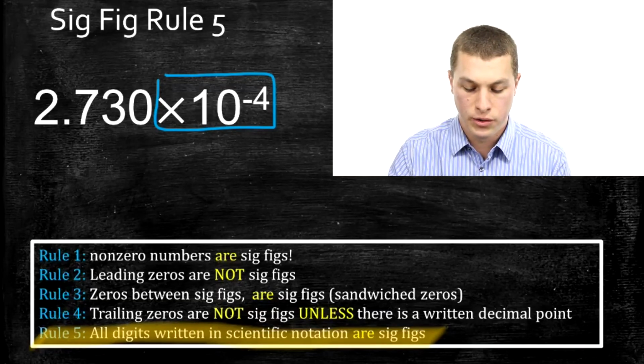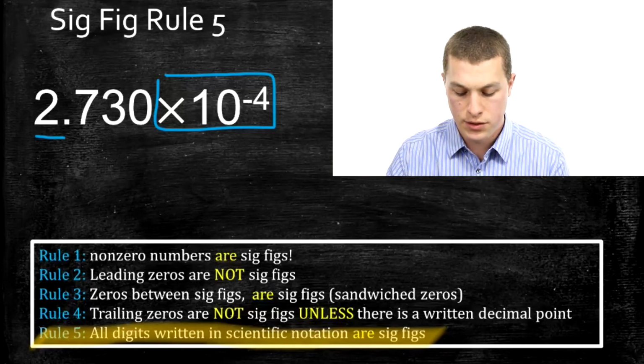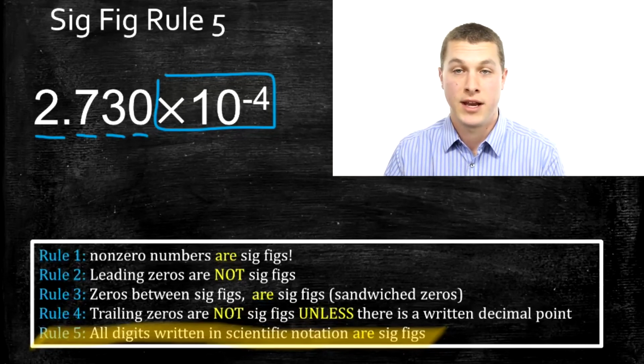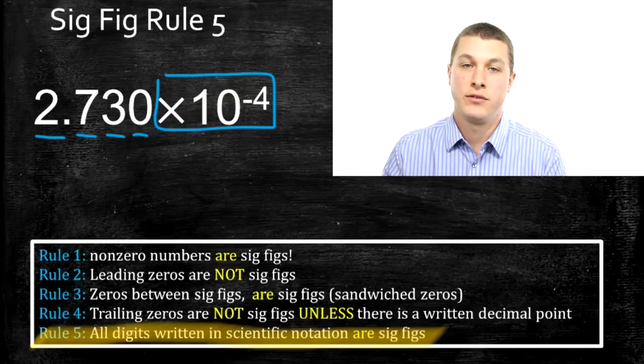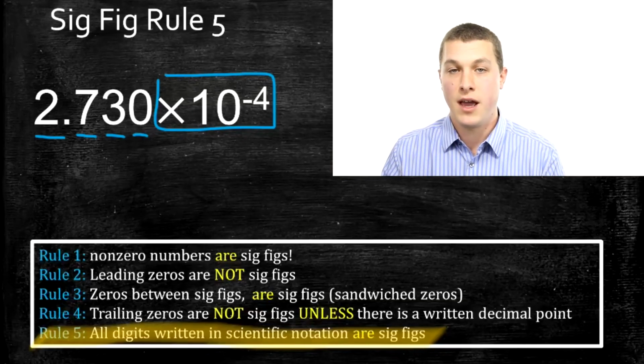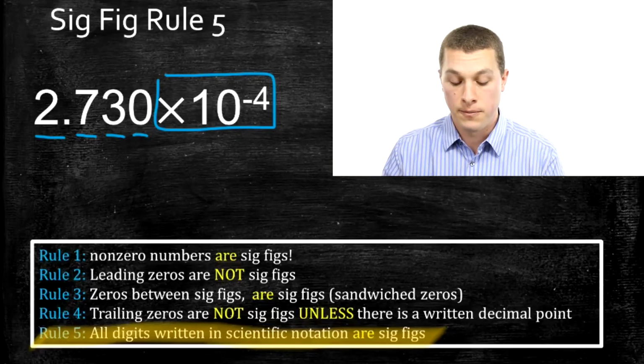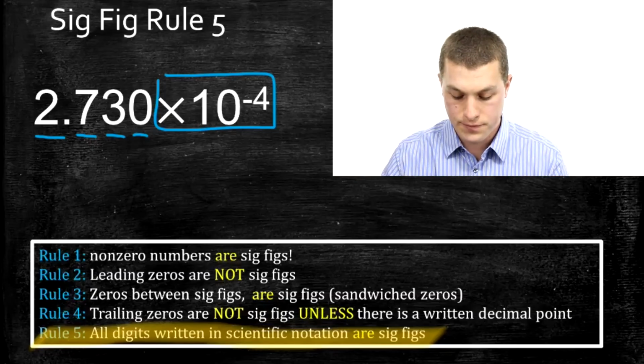So here all we've got to do is count up our digits. 1, 2, 3, 4. You might say, why does the 10 and the minus 4 not count? Well, all they're doing is shoveling that decimal around. So when we say all digits written in scientific notation are sig figs, we mean all the digits before that times 10 to the whatever. So here we have 4 sig figs.